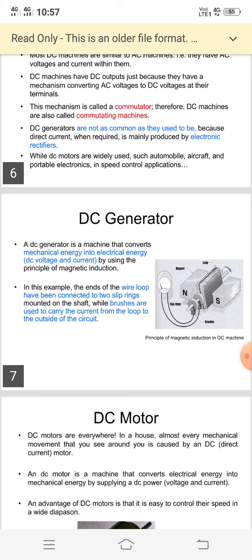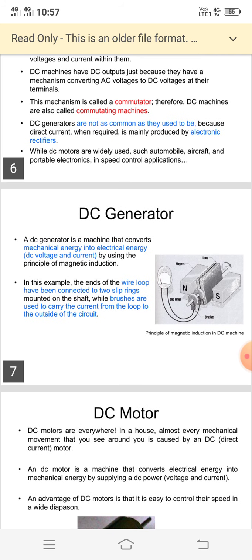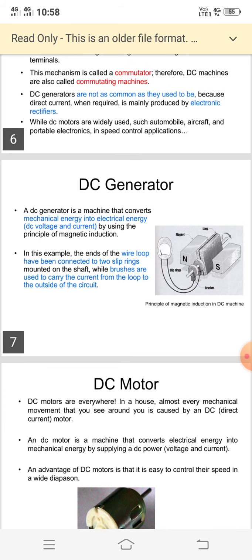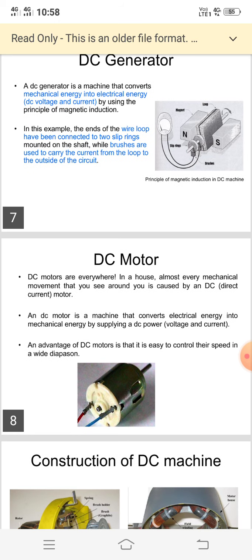This DC generator machine receives mechanical energy, which is converted into electrical energy, that means DC voltage and current, by using the principle of magnetic induction. For example, it consists of a wire loop connected to slip rings and mounted on the shaft, while the shaft has brushes. The brushes are used to carry the current from the loop to the outside circuit.